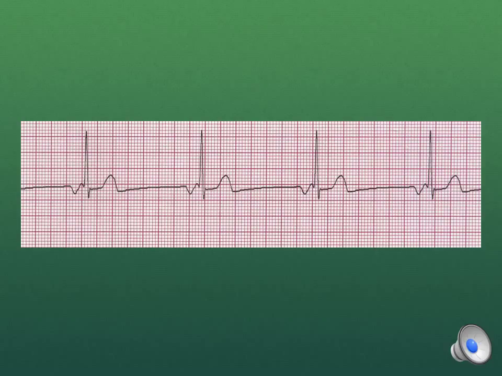Let's see, our rate is slow. Looks like about 30 beats a minute, probably. We have narrow QRS complexes. It is regular. Inverted P waves before the QRS. This is another example of a junctional rhythm.